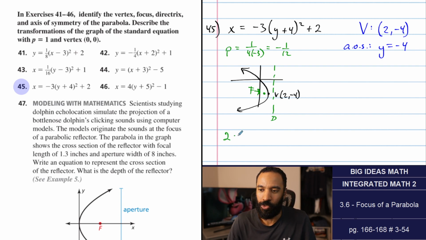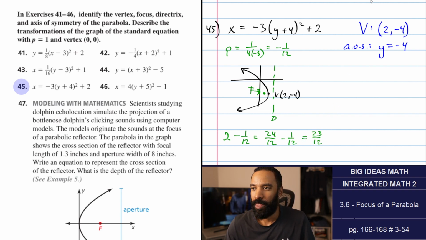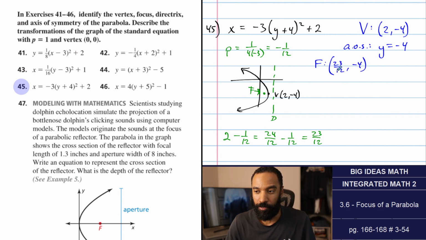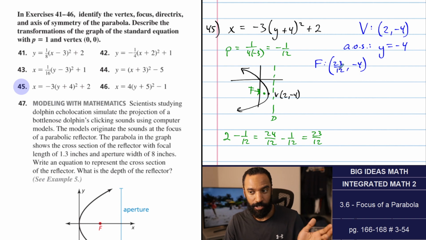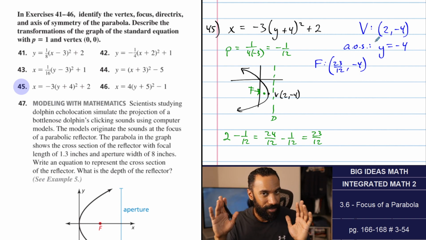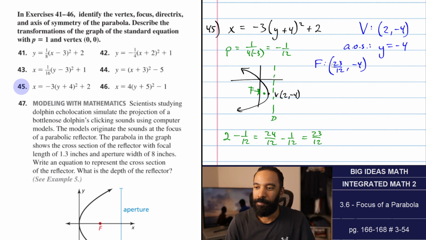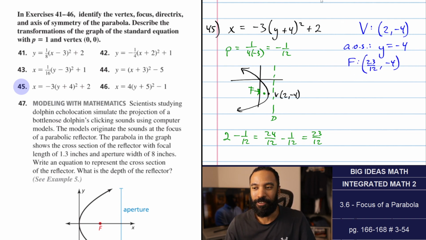So I'll just look at 2 minus 1/12 to begin with. That is 24/12 minus 1/12, and that is 23/12. This is going to be the focus point. It's going to be at 23/12, comma, negative 4. And I'm not going to say the decimal equivalent to this. And I'm not going to say the improper fraction version either. It's 1 and 11/12, right? But it's going to be that right there. I don't know what the decimal is. It'll repeat forever, so that's something I don't really want to look into. That's why we don't always do decimals.